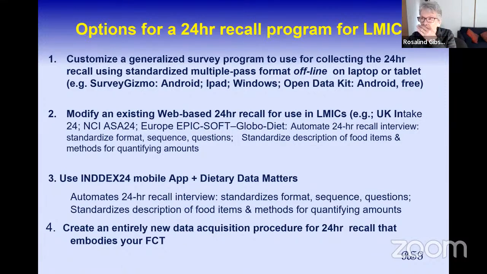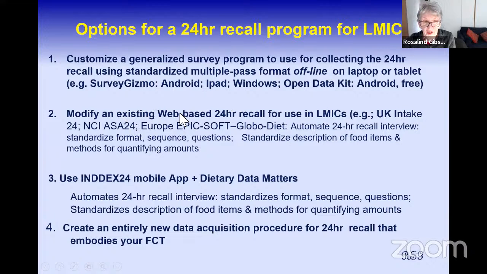Now, to finish, I just want to remind you that there are various programs available that can be used for 24-hour recall interviews. There are these 4 options that you might want to consider. There are some generalized survey programs that are free that you can customize to a standardized multiple pass format, offline, on the laptop or tablet. And these are some examples of free survey programs that can be converted.